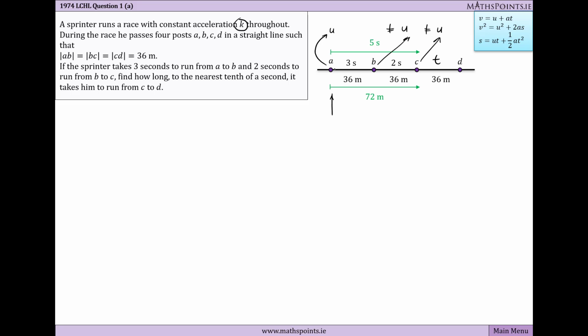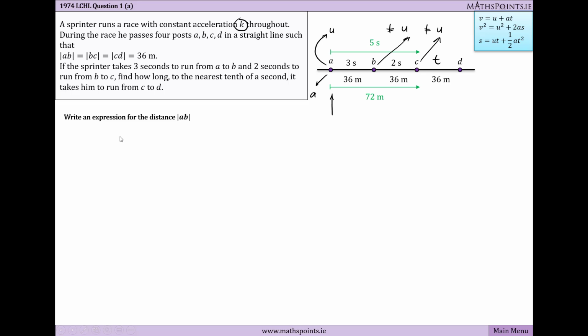We're going to take the section of the journey from A to B, where his initial speed was U and his acceleration was A, which turns out to be his acceleration throughout the race. Then we're going to take the section from A to C, which is a different section, but by starting again at A, his initial speed is still U and his acceleration is A. Now note, U is not equal to 0 in this question. He started the race sometime before he got to A, so he didn't start at a speed of 0 at point A.